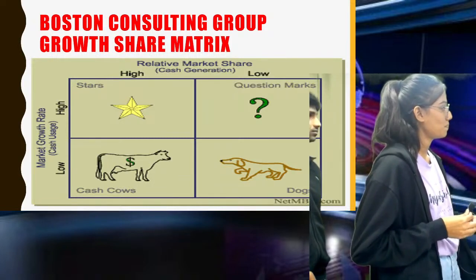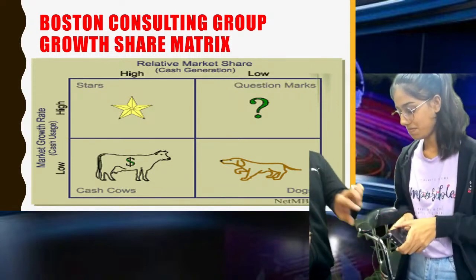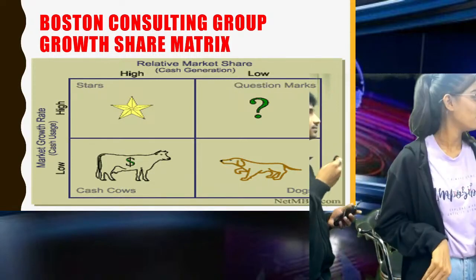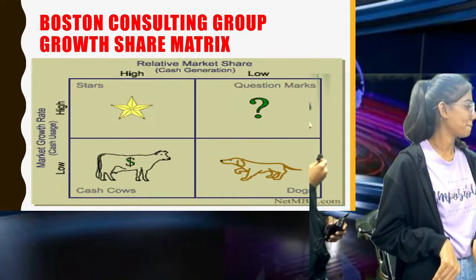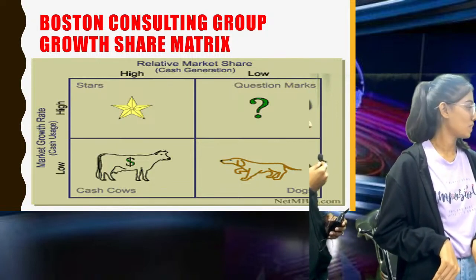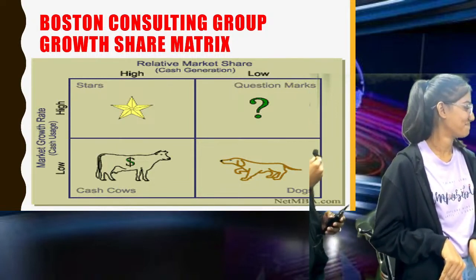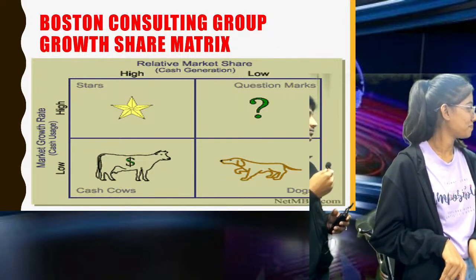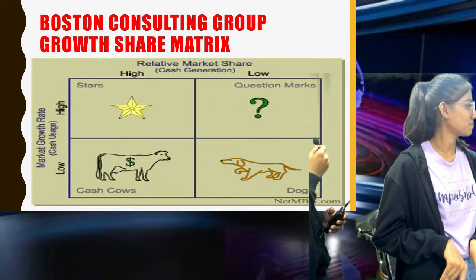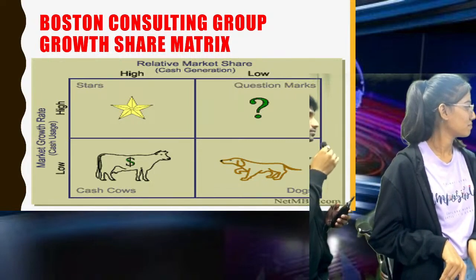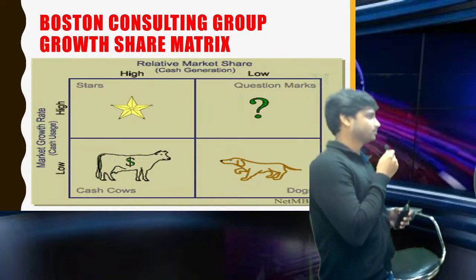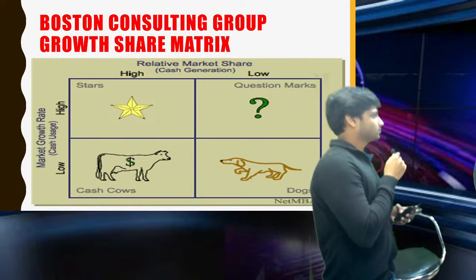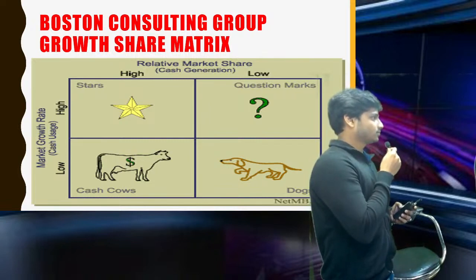Okay, second example, change now. Name again. Tejas. The second example we are giving you is the toothpaste industry. Toothpaste in India: Colgate, Pepsodent. Increasing or decreasing? Increasing. Perfect. So only two options are possible: Star and question mark. Who is number one in toothpaste?